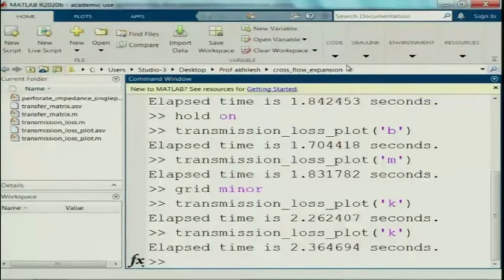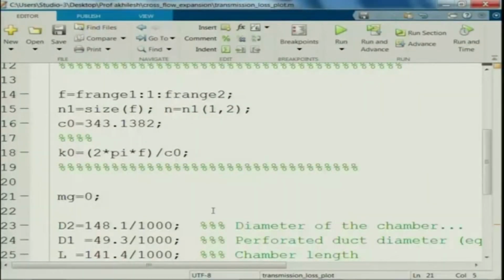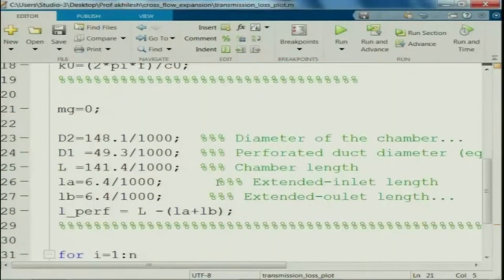So with this I will close off this figure and try to analyze just one more cross flow expansion chamber configuration, wherein you will find a totally different sort of transmission loss curve. We need to change a few parameters, and what we are considering now is a cross flow expansion chamber with slightly different dimensions and with more extensions. This is just to bring out some qualitative difference.